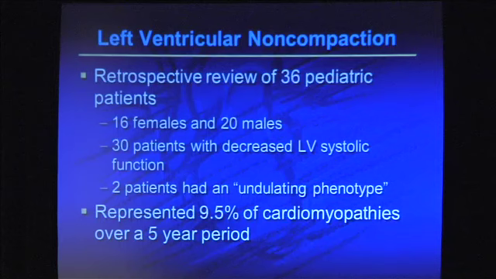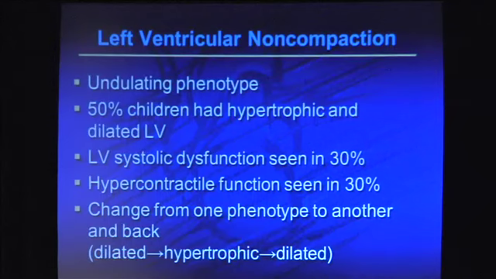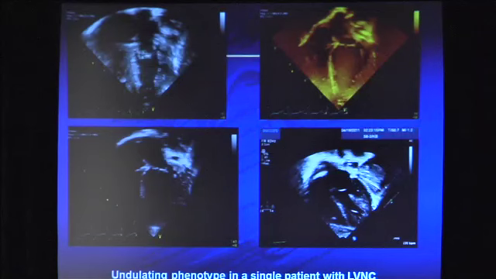So there are a few other things about this that make it a little more complicated. We know from some data from when we were in Houston as well, this idea that people with LV&C, and we have seen this in patients, even with Barth syndrome, can actually go back and forth between phenotypes, and this is what's called an undulating phenotype. And it's easier for me just to show you pictures.